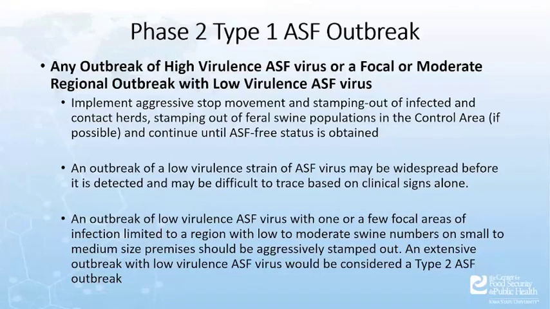An outbreak of low virulence strain of ASF virus may be widespread before it's detected and may be difficult to trace based on clinical signs alone. An outbreak of low virulence ASF virus with one or a few focal areas of infection limited to a region with low to moderate swine numbers on a small to medium-sized premises would still be considered a type 1 outbreak and should be aggressively stamped out. An extensive outbreak with low virulence ASF would be considered a type 2 ASF outbreak.